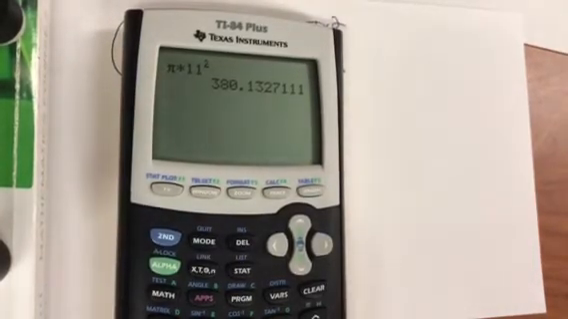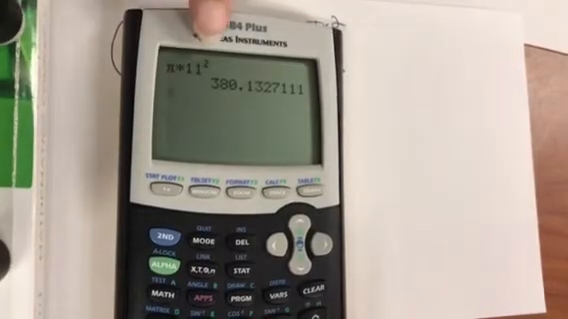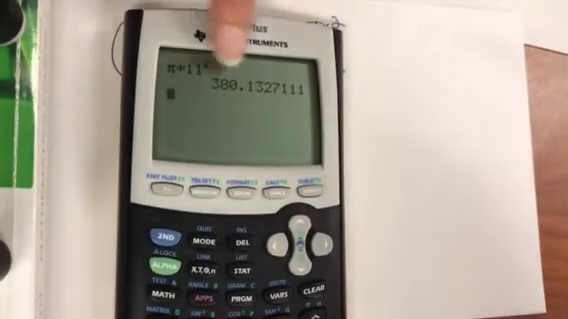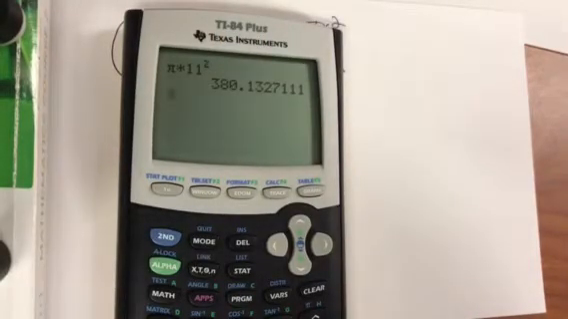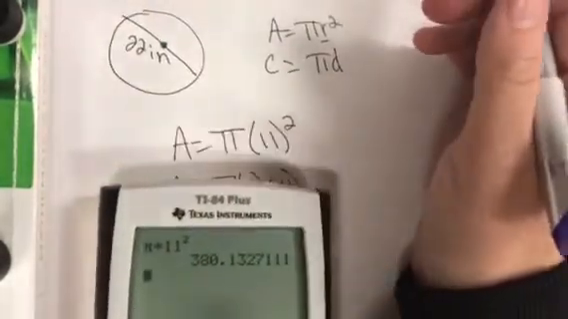How many decimal places do you like? Honestly, I don't even care. I'll accept 380. I'll accept 380.1. I'll accept 380.13. It depends. I'm not going to because they have a calculator. What I'm saying is when it comes down to it, it's not a big deal for me.